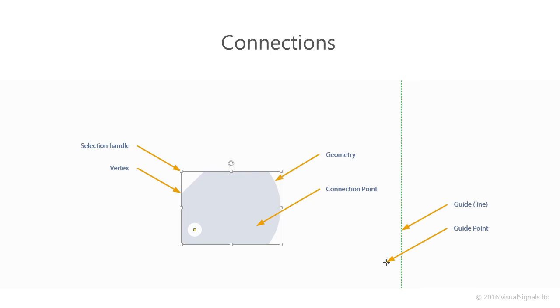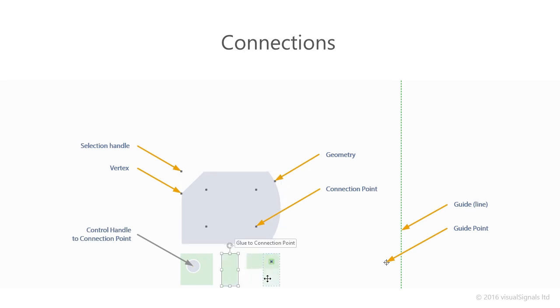So for example, I can drag the control handle of this 2D shape and glue it to a connection point in another shape. Equally, if I drag this small 2D shape over its neighbour, I can glue the connection point in the shape that I'm dragging to the one that exists in the shape that I'm hovering over.